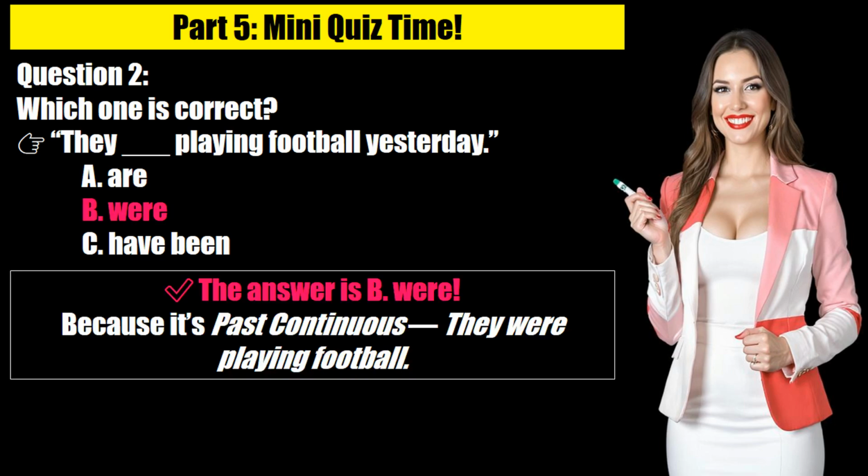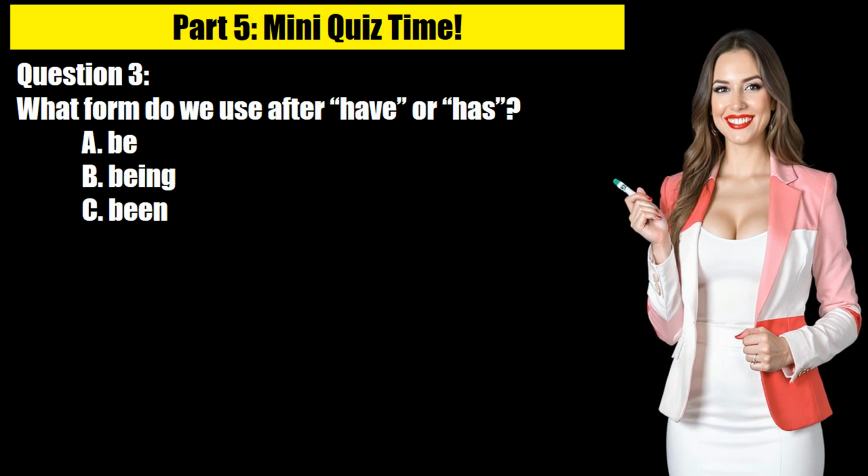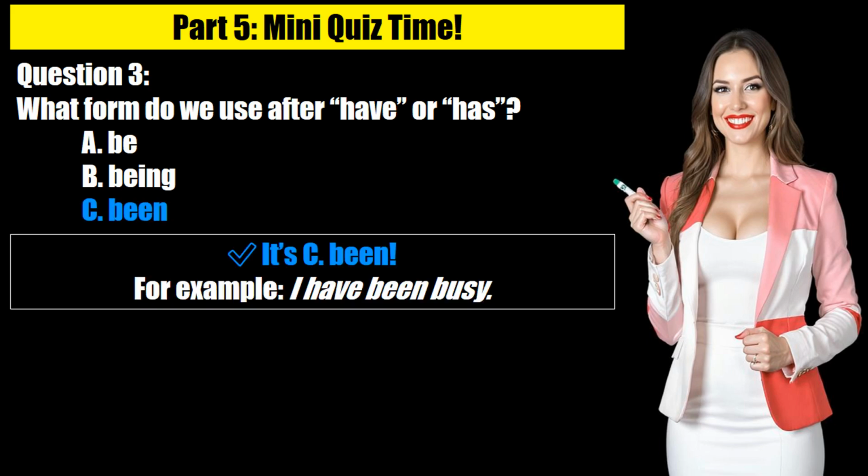The answer is B. Were, because it's past continuous. They were playing football. Question 3. What form do we use after have or has? A. Be. B. Being. C. Been. Correct. It's C. Been. For example, I have been busy. If you got all 3 correct, you're officially a to-be master.